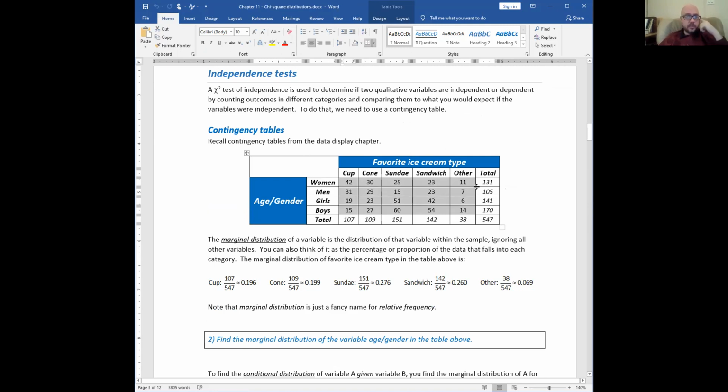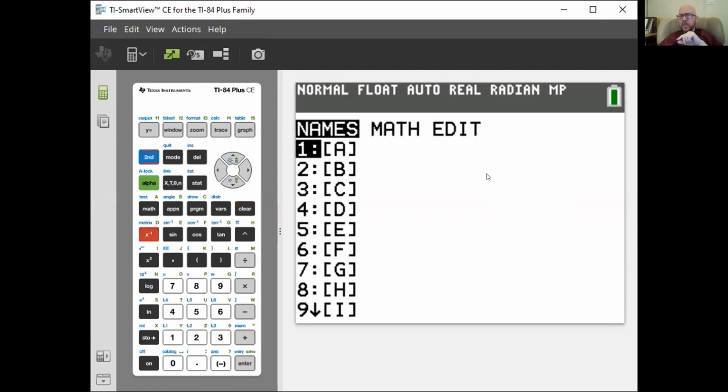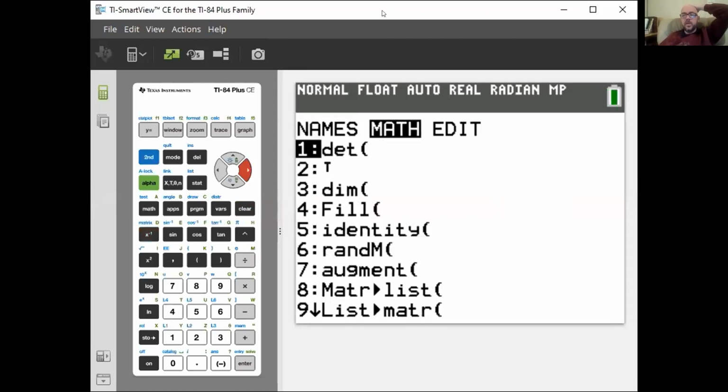So let's see how we do that. Calculator, matrix. For me, the matrix button is right here. Some of the older versions actually just have a button labeled matrix, so it may be in a different spot for you. It's going to be somewhere in this general vicinity anyway, but for me, it is this second function of x inverse. And we get these three categories of names, math, and edit. Now, we're not going to do anything with math. If you get more into matrices, it turns out they are super interesting. We're not going to do any of the interesting stuff with them. We are just going to use them as tables.